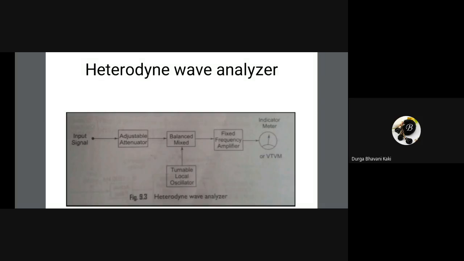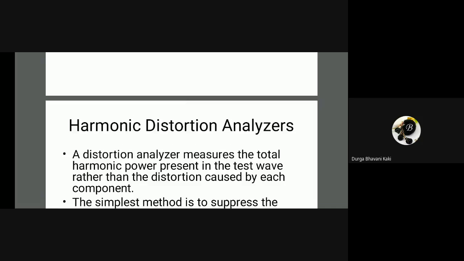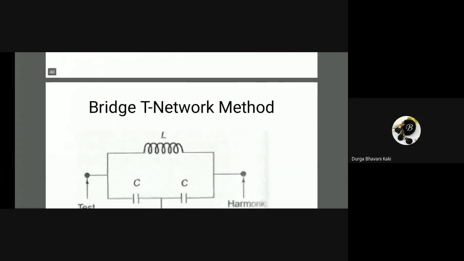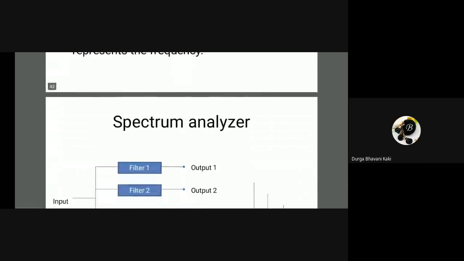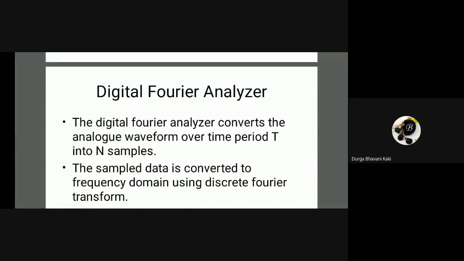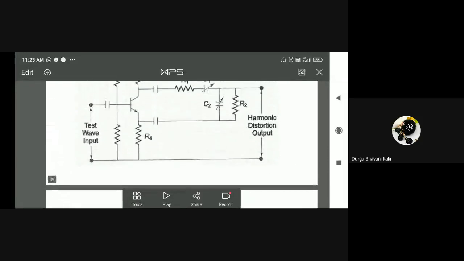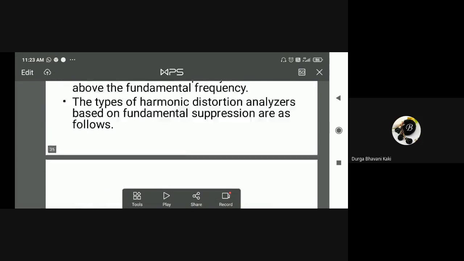There are different types. They are the heterodyne wave analyzer, harmonic distortion wave analyzer, resonance bridge, Wien's bridge, bridge T network method, spectrum analyzer, and digital Fourier analyzers. So these are all the different types of wave analyzer concepts. Now we have to explain them briefly one by one.